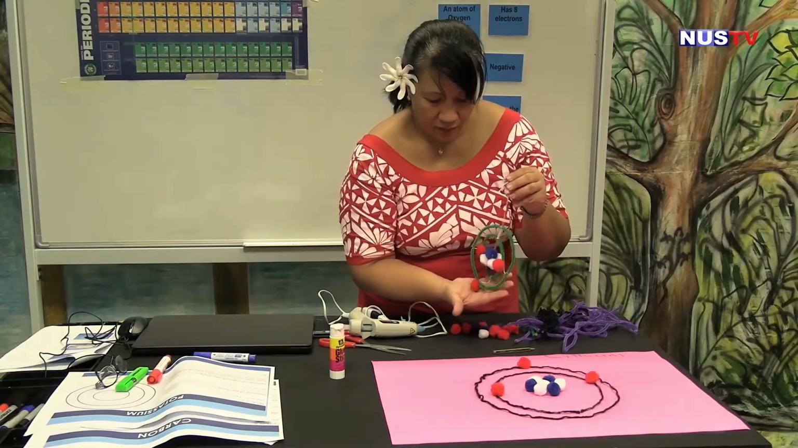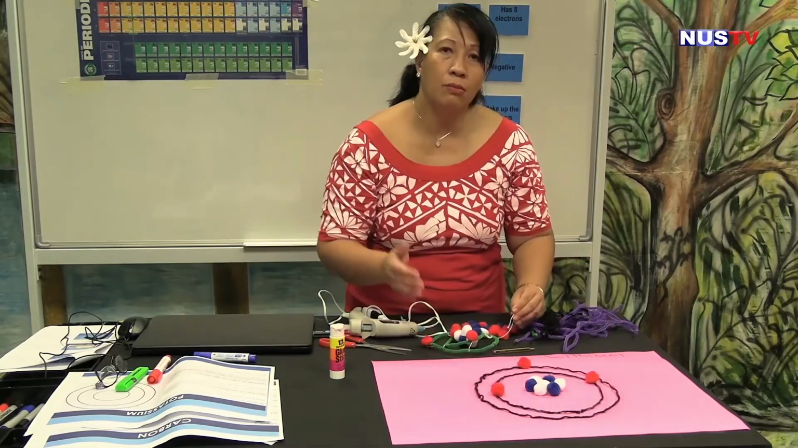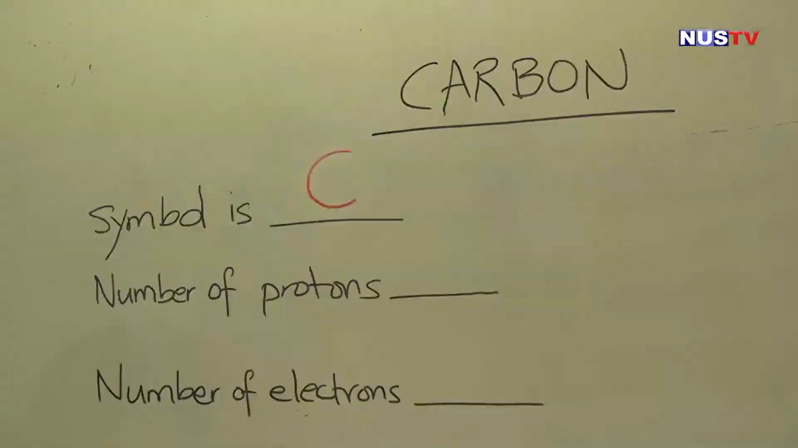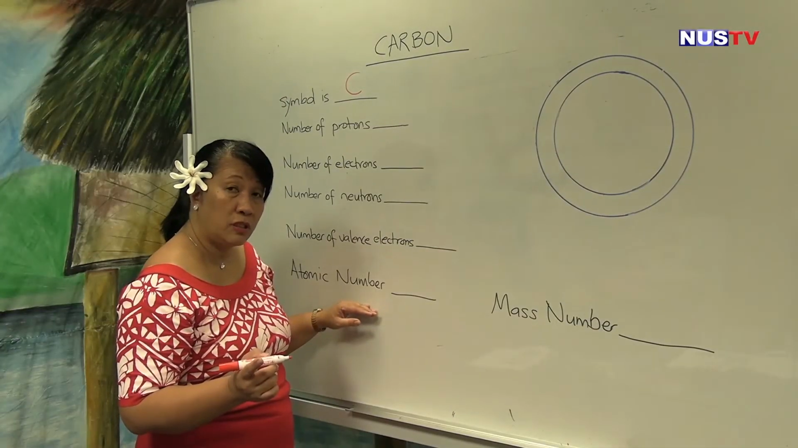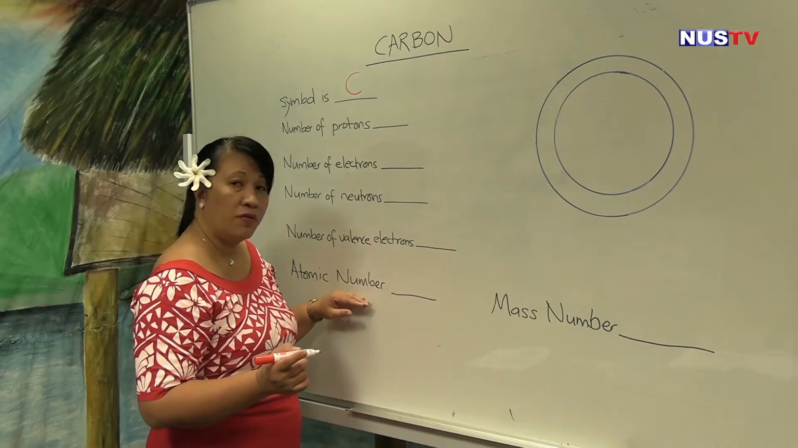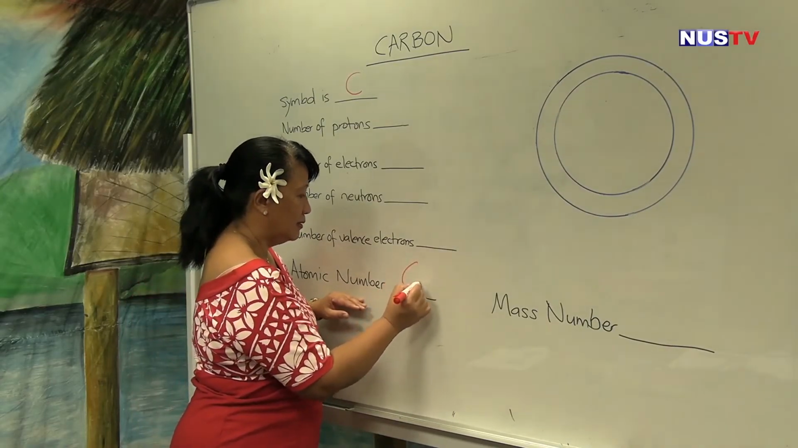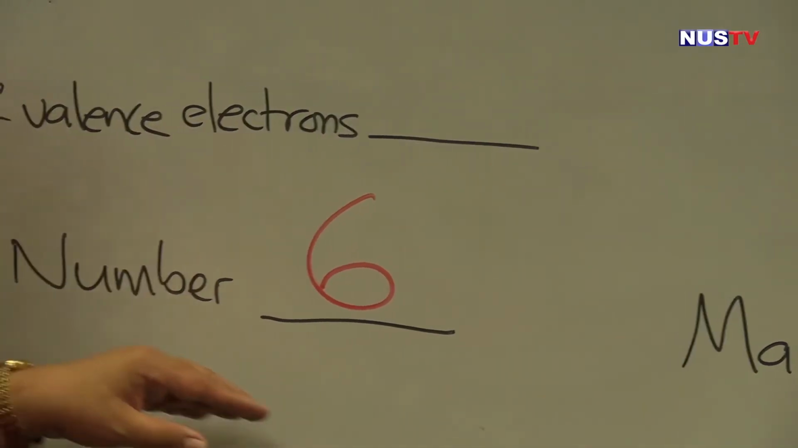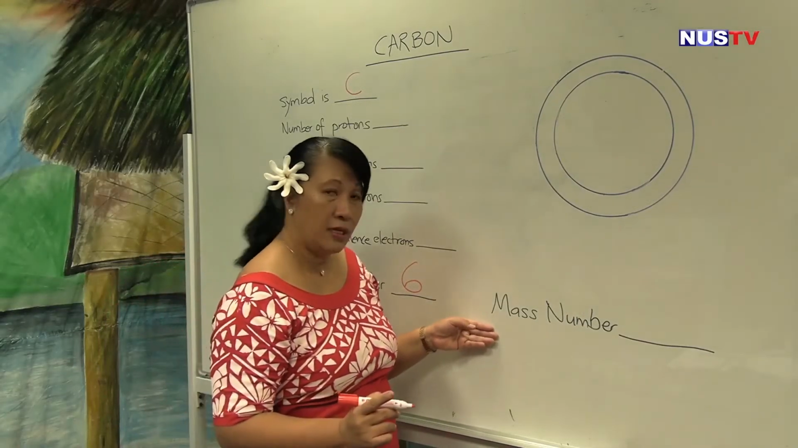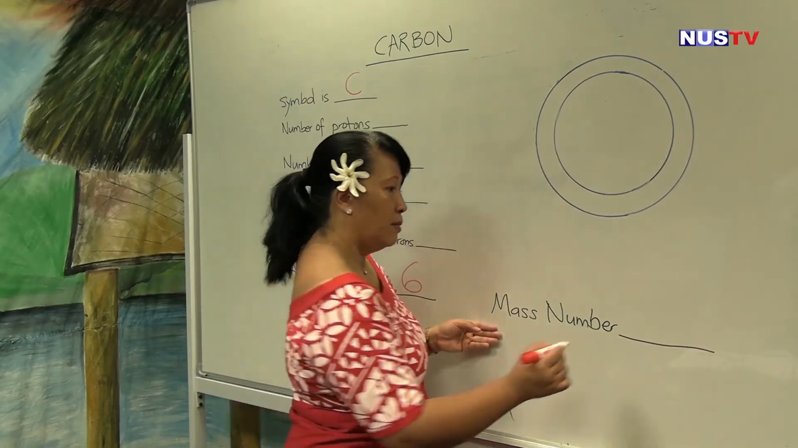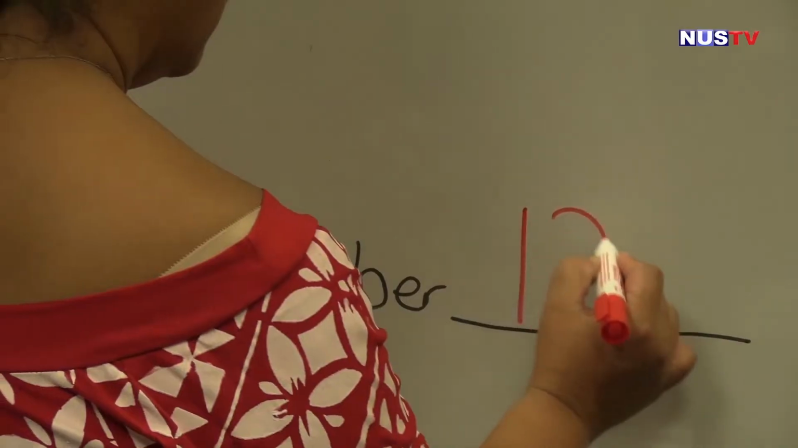Alright, so that's making a model of an atom. When you were memorizing the periodic table, the atomic number of carbon is what? Right, it's 6. And the mass number on the periodic table, what does the periodic table say? Mass number is 12.